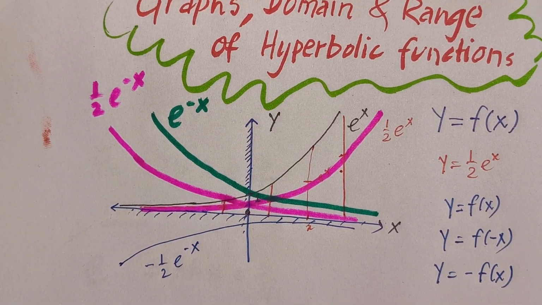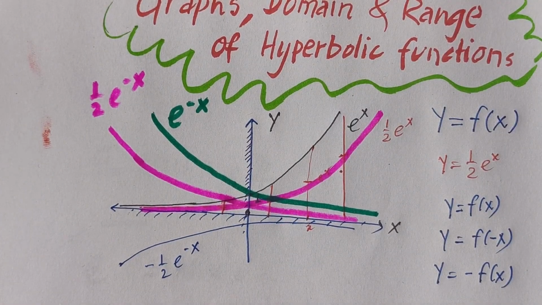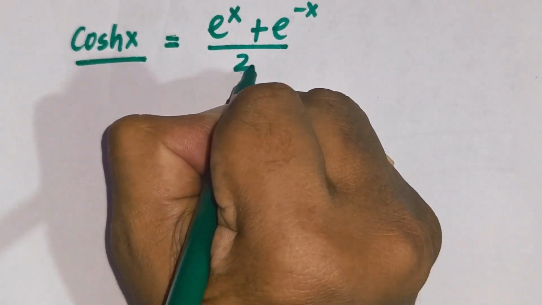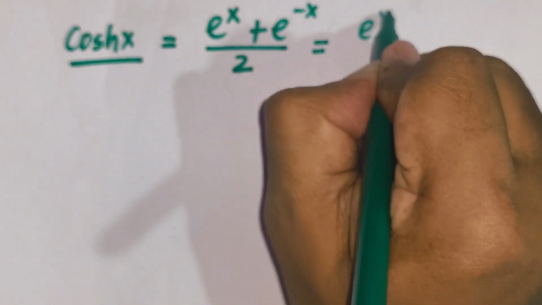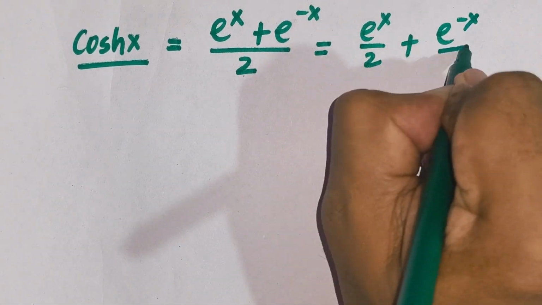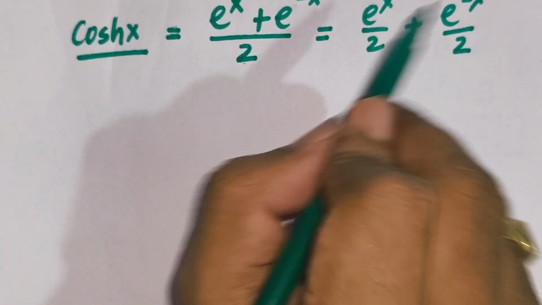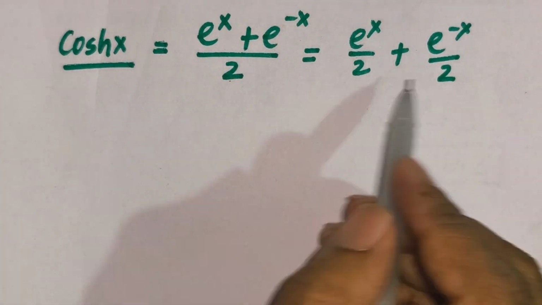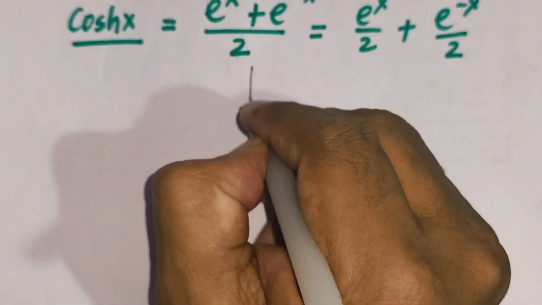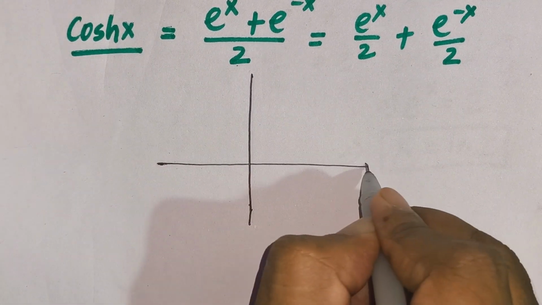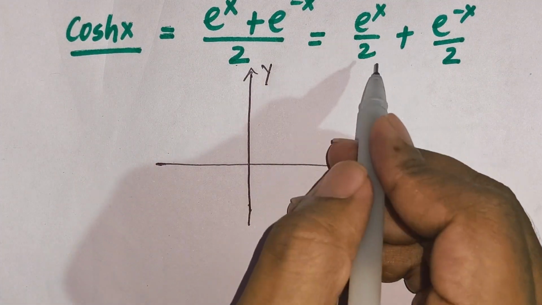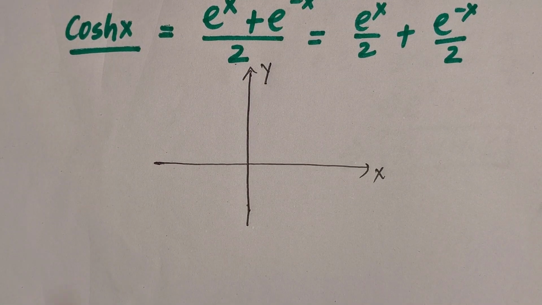With this much preliminary, we are ready to plot hyperbolic functions. First, we will plot hyperbolic cosine x. By definition it is e to the power x plus e to the power minus x, divided by 2. We can write this as e to the power x by 2 plus e to the power minus x by 2. We already know how to plot half e to the power x and also half e to the power minus x. We are only left to add them. So this is our Cartesian plane, with the y-axis and x-axis. Please refer to the previous graphs. We have e to the power x by 2, which looks like this. And let me plot that.